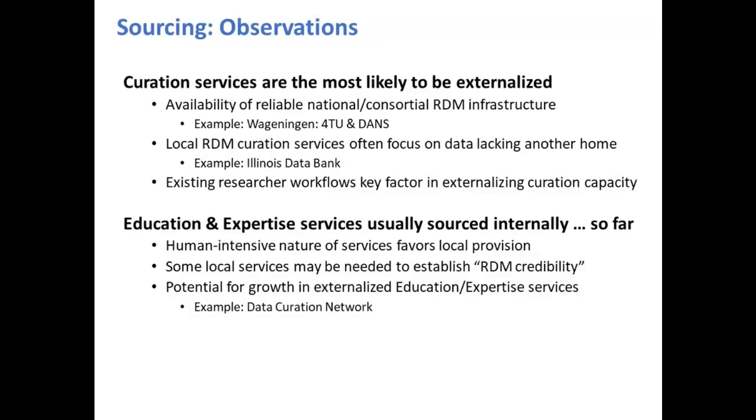Now, for RDM curation services that were sourced internally, it does seem that in many cases, this capacity is often reserved for data that can't find a home elsewhere, such as a disciplinary data repository. Often this tends to be social science or humanities data. And again, the Illinois Data Bank is a good example here. Researchers at Illinois are encouraged to use the data bank as an option when there isn't a suitable external repository available.